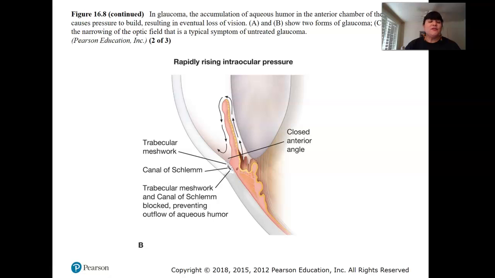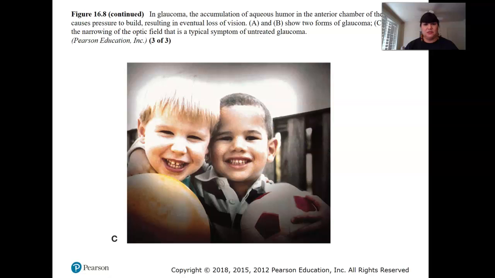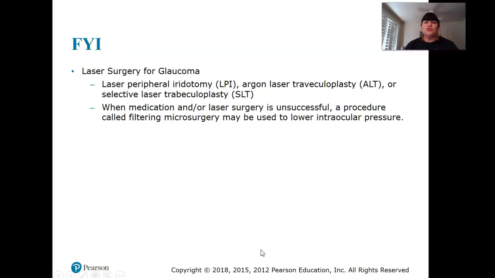Yeah. So if it's caught early, it could be treated. If it's not, and there's vision loss, that cannot be fixed. So really important. It shows kind of what it looks like if a person has glaucoma, right? So you can see this darkness that's going around. Laser surgery, right? They could do laser surgery. They could do medication to help.